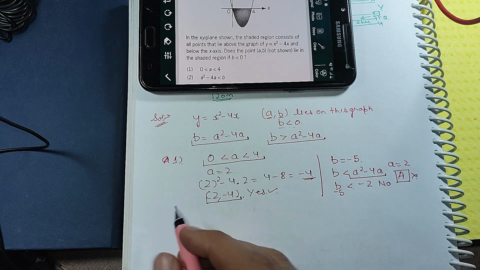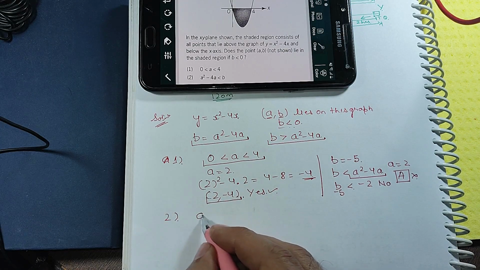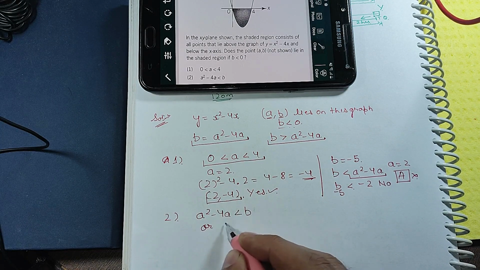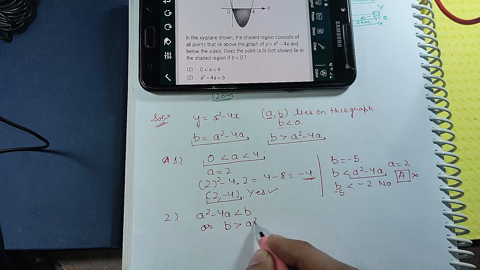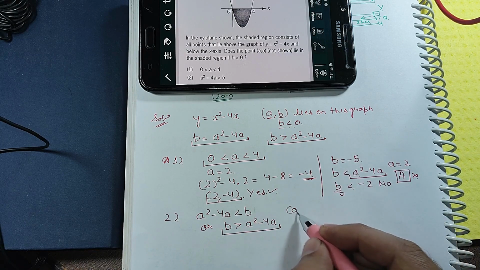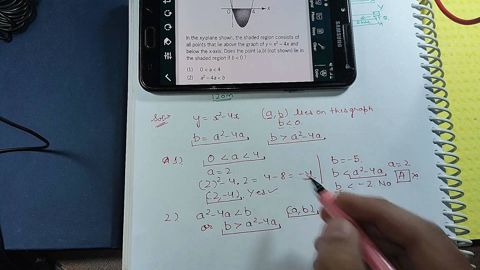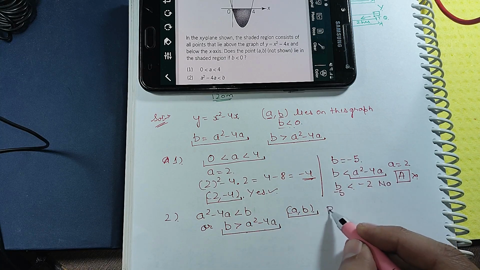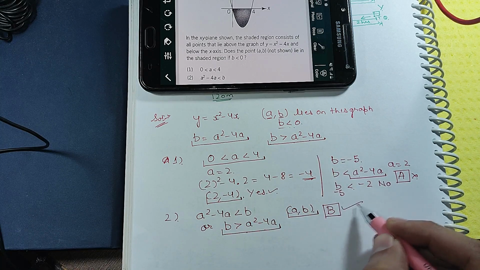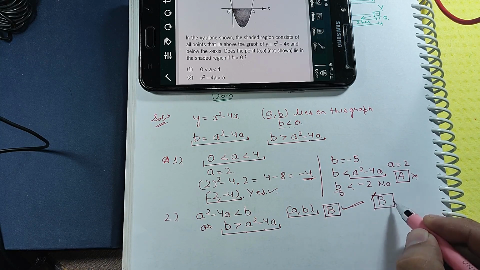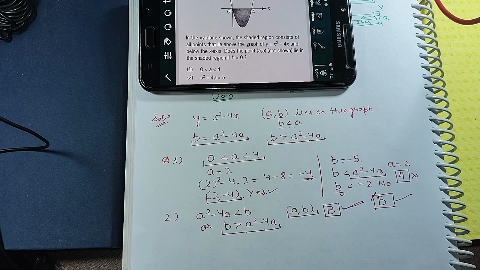Now moving to statement 2. Statement 2 tells me that a² − 4a is less than b, or I can say that b is greater than a² − 4a. Fine. And this is what we need for the values of a and b to lie on the shaded region: b is greater than a² − 4a. So this has been given. So we can say that statement 2 is sufficient to answer our question, and for this particular question, statement 2 is sufficient to answer our question.